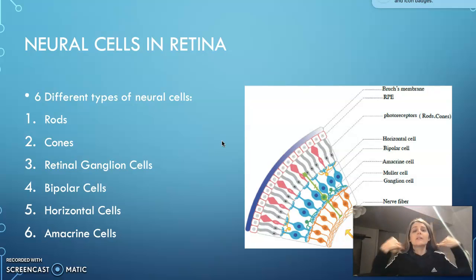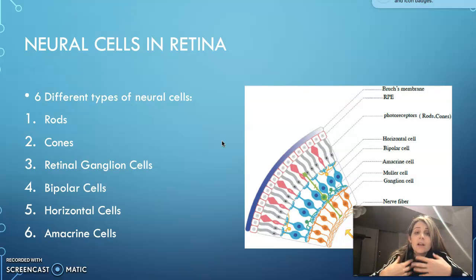The most important part of the retina that we're going to be focusing on today is going to be the neural cells that exist in the retina. They are six different ones, and they each have a very specific role that they play in the reception of the light, in the processing of the light, and getting the light to the brain.